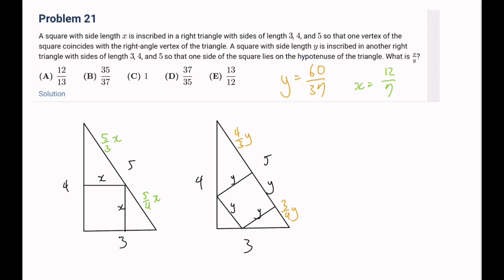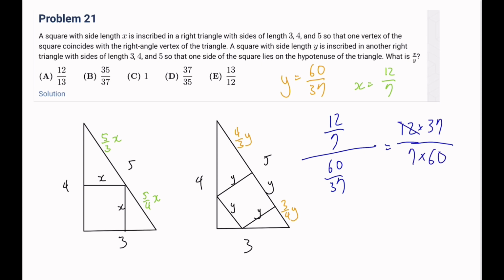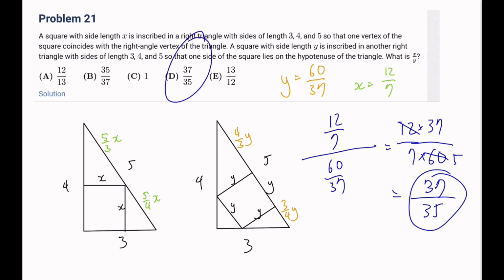And so what we need is x over y, right? And so x over y is 12 over 7 over 60 over 37. And so this equals 12 times 37 over 7 times 60. And these become 5. So it's 7 times 5 is 35. And the numerator is 37. The answer is 37 over 35, which is D.